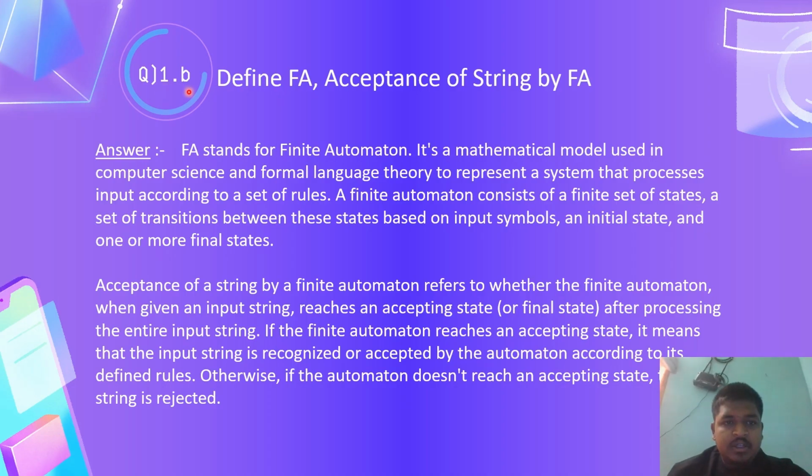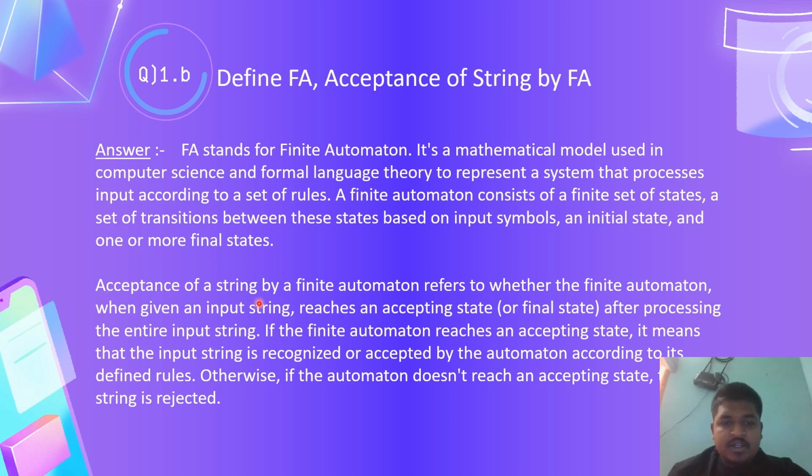Now let's see the second question. Define FA, acceptance of string by FA. Answer: FA stands for finite automaton. It is a mathematical model used in computer science and formal language theory to represent a system that processes input according to a set of rules. A finite automaton consists of a finite set of states, a set of transitions between these states based on input symbols, an initial state and one or more final states.